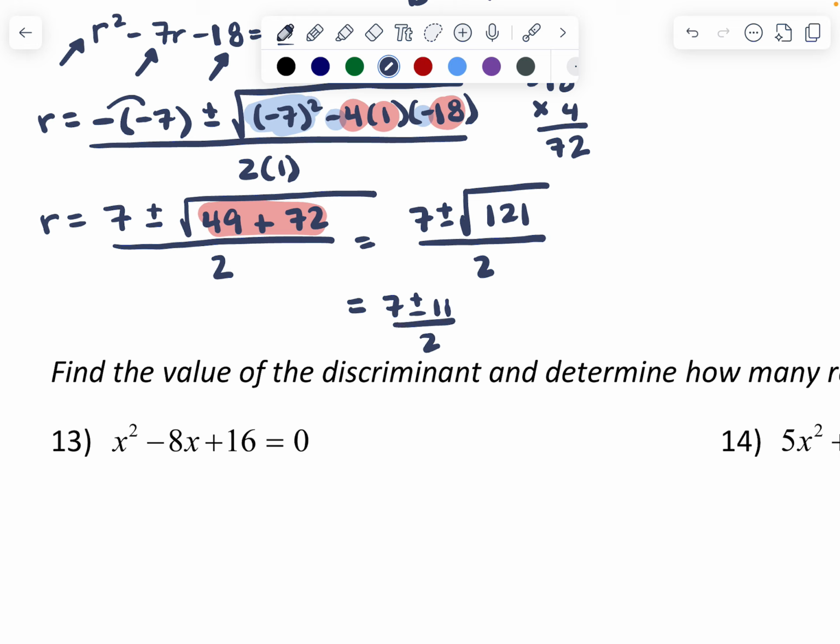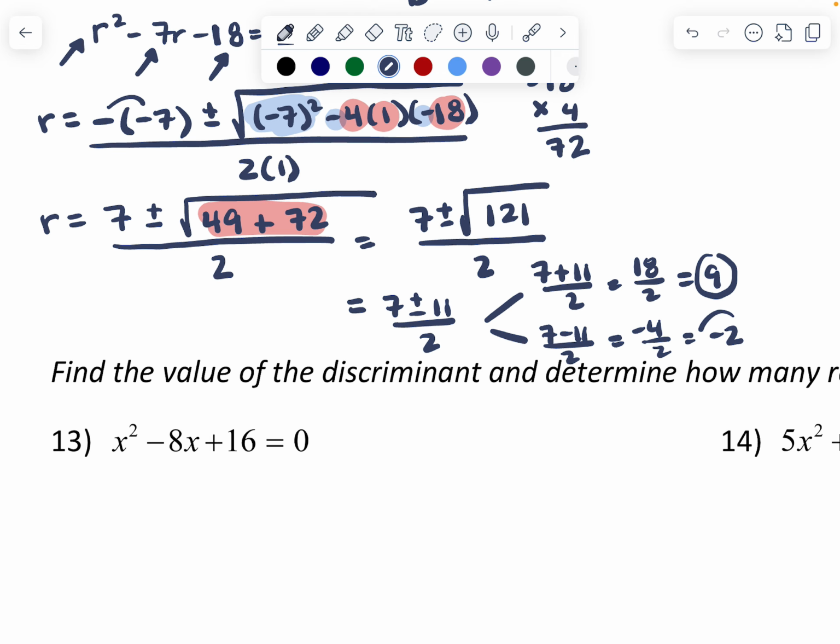And then you guys, if it comes out pretty, you got to keep going. So this is either 7 plus 11 over 2, which is 18 over 2, which is 9. So there's one of my answers. Or it's going to be 7 minus 11 over 2. 7 minus 11 is -4, divided by 2 is -2. So there's your 2 answers.